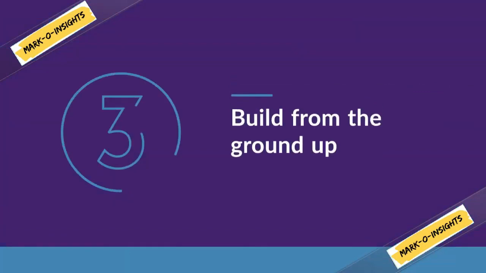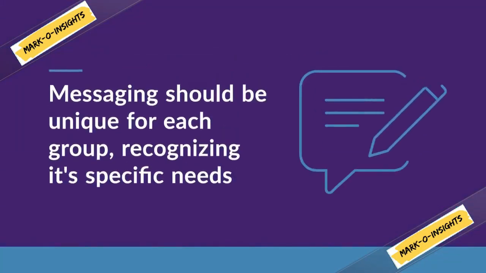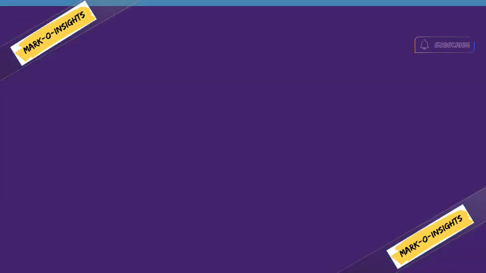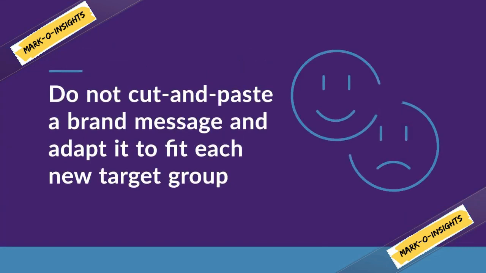Number three, build from the ground up. Messaging should be unique for each group, recognizing its specific needs, desires, and connections with the brand. Do not cut and paste a brand message and adapt it to fit each new target group.